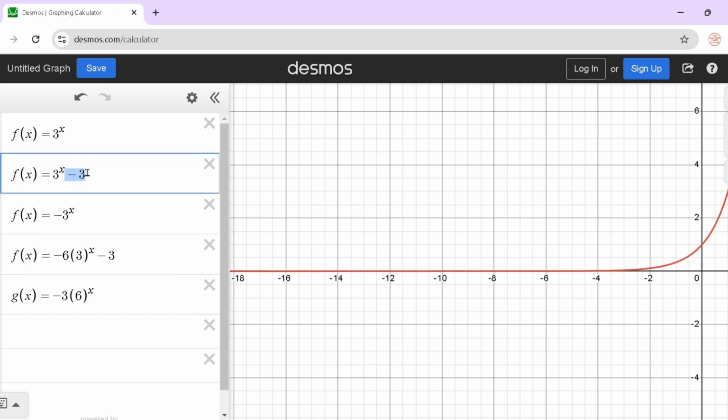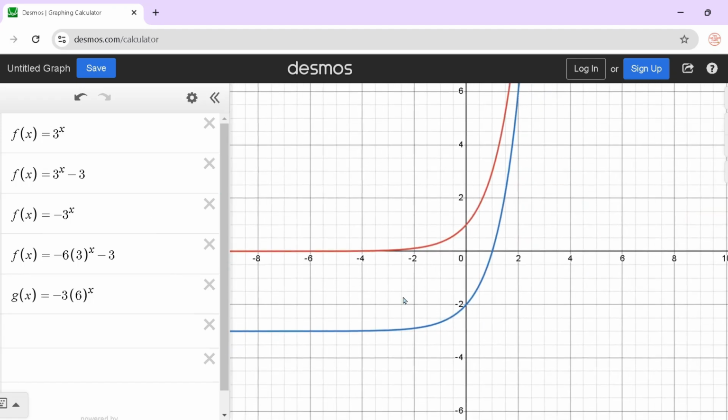All right, let's look at the second version. This is when we add or subtract outside of that core exponential, like 3 to the power of x. This is going to translate it down 3. That's what happens when we had y equals x squared, and then y equals x squared minus 3. It takes that x squared and moves it down 3. So let's turn that on, and sure enough, there we go. We can see it's just moved that same function down 3.